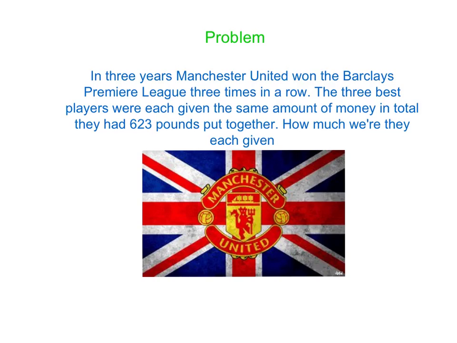Firstly, we need the problem. This is the problem. In 3 years, Manchester United won the Barclays Premier League 3 times in a row. The 3 best players were each given the same amount of money, and in total they had £623 put together. How much were they each given?